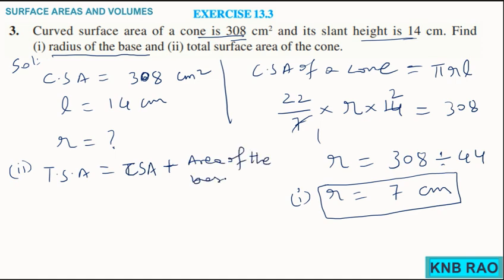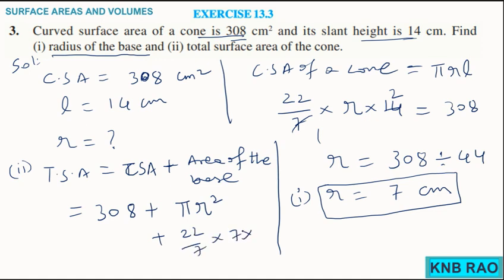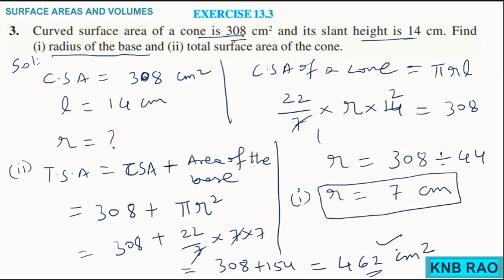So I have already got CSA as 308. Now only the area of the base is to be found with the formula pi r square. So 22/7 into 7 into 7. On simplification, 7 twos are 14, 7 twos are 14, 154. So you have to add 308 and 154, which gives 462 centimeter square. This is the right answer.